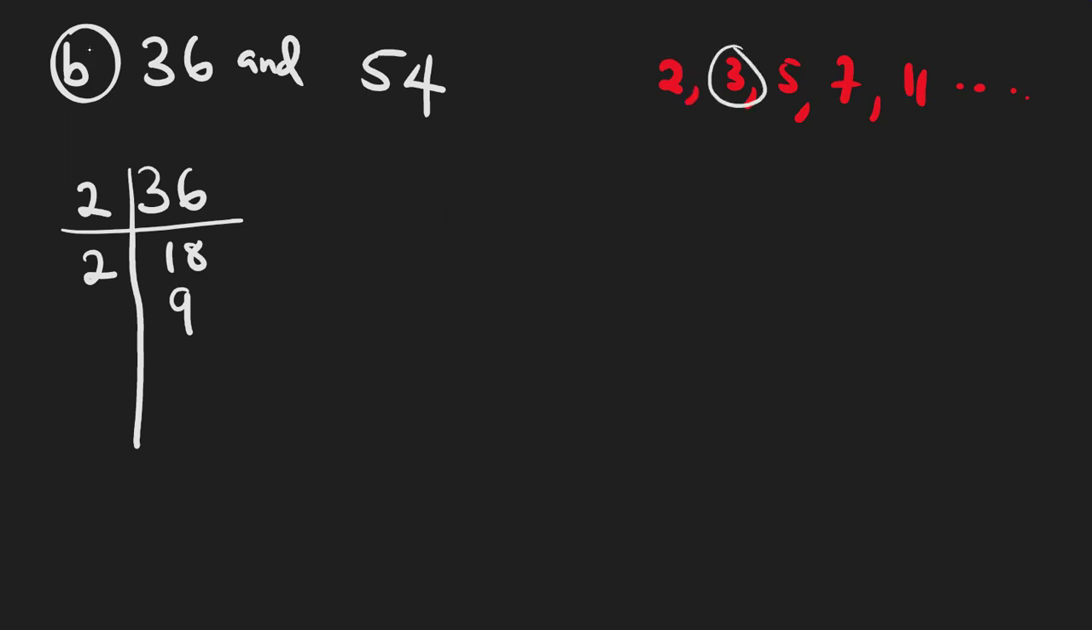Can 9 divide 3? Yes. It can divide 3 times. So we're going to use 3 here. 9 divided by 3 is 3. And what can go? Can 2 go into 3? No. What of 3? Can 3? Yes. So 3 divided by 3 is 1. Right? So what of 54?